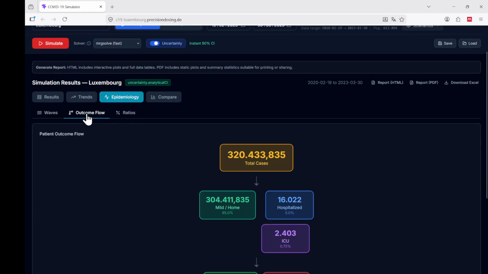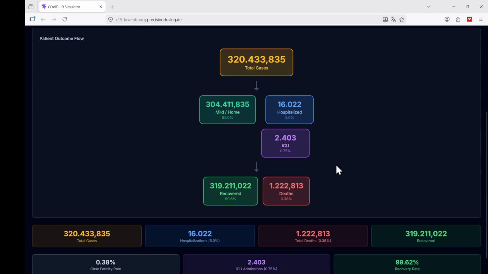In the subsection Outcome Flow, you can see a visualization of the flow of patients through the healthcare system, including the number of all patients and the fraction of patients in each state.